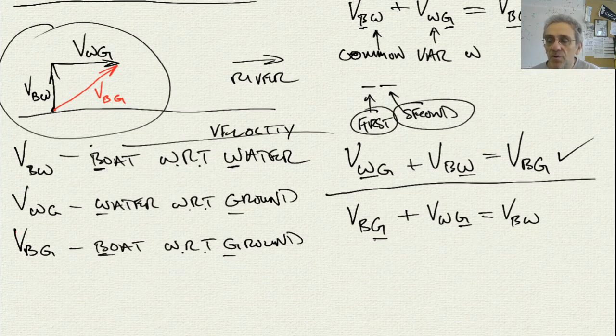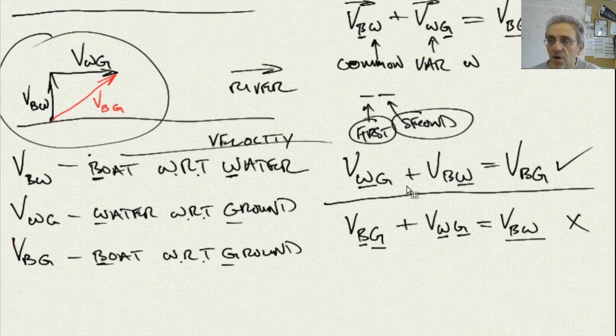Now, notice the G and the G are last and last, and not only that, but the BW, which results here, the B is first, but the W is first. This is wrong. This doesn't work.